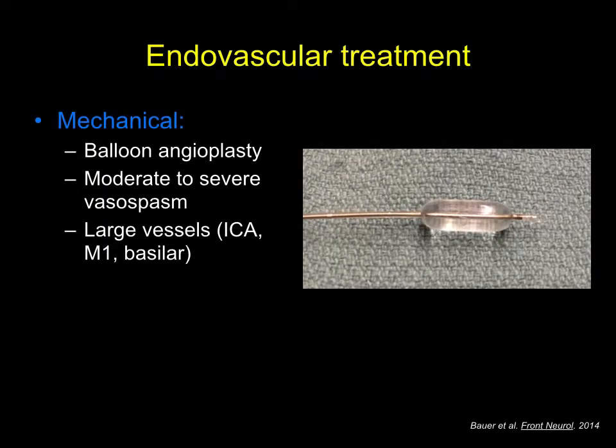In comparison, balloon angioplasty involves the use of a balloon catheter, depicted on the right, in order to mechanically restore the vessel to its normal caliber. Balloon angioplasty is used for moderate to severe vasospasm involving the large caliber arteries, including the internal carotid artery, M1 segment of the middle cerebral artery, as well as the basilar artery.